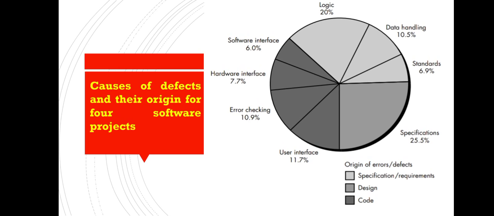And coming to the coding, it involves several interfaces such as software, hardware, and user. Along with that, a part of the data is related to error checking. The percentages are given as 6.0, 7.7, 11.7, and 10.9 respectively for the considered 4 software projects. In this way, we will be categorizing the origin of errors or defects.